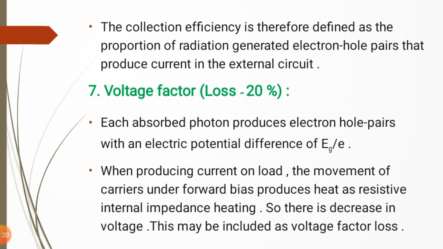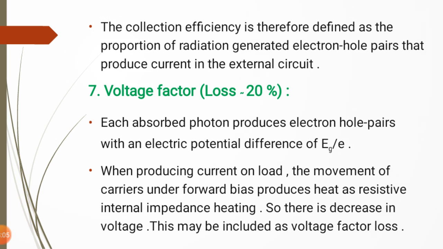So this electron hole pair constitutes an electric field or potential difference, which is Eg by E. That is the ratio of the band gap energy, Eg, to the charge. When producing a current on a load, the movement of carriers under forward bias produces heat as a resistive internal impedance heating. So there is a decrease in the voltage. This may be included as a voltage factor.